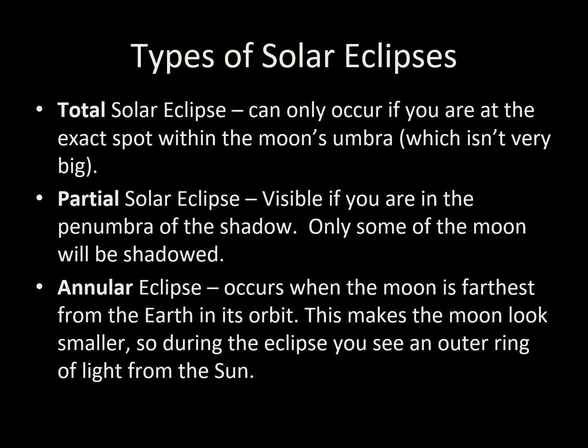And an annular eclipse occurs when the moon is the farthest from the Earth in its orbit. This makes the moon look smaller. So during the eclipse, you might see like an outer ring around the sun. So a couple different kinds of eclipses that you might see with a solar eclipse.